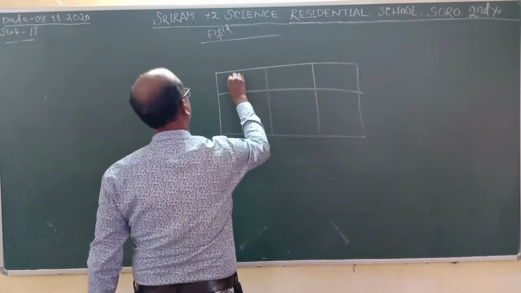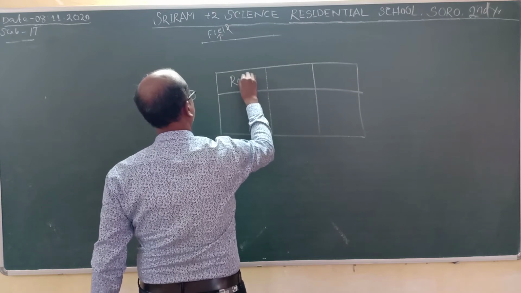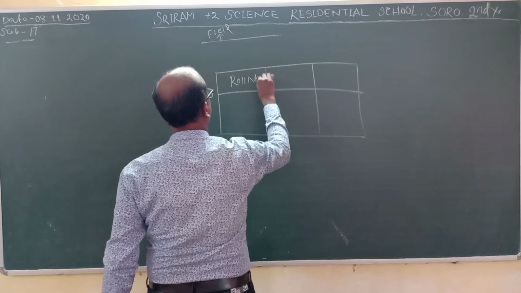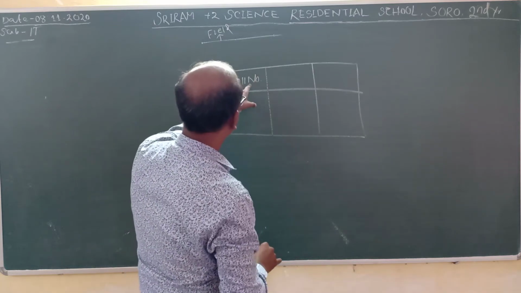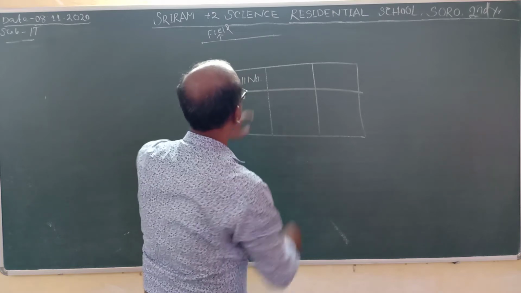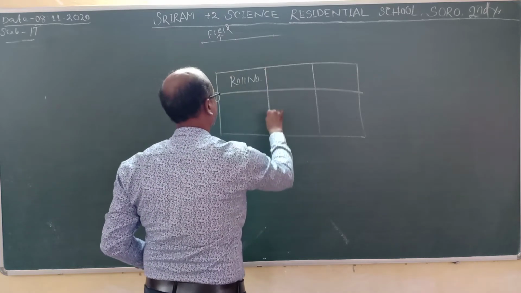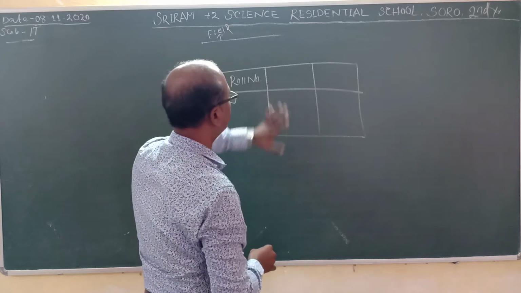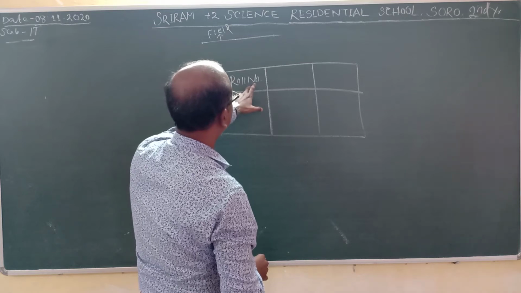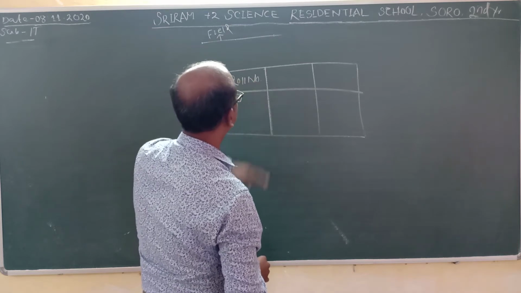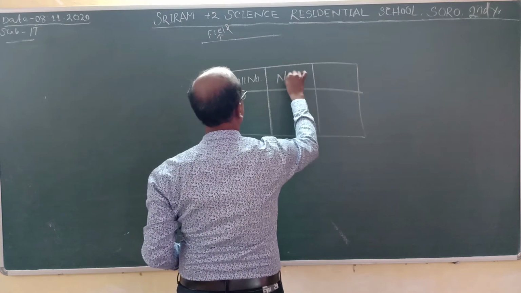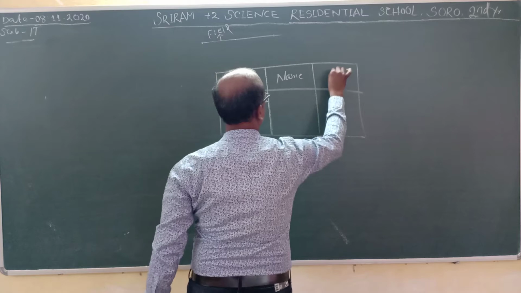For example, this is roll number. Roll number is the information about the heading, and this information should be placed at the center of the cell. Not left aligned or right aligned, and not top or bottom, but at the center of the cell. Okay, roll number, and here also name, and this is age.